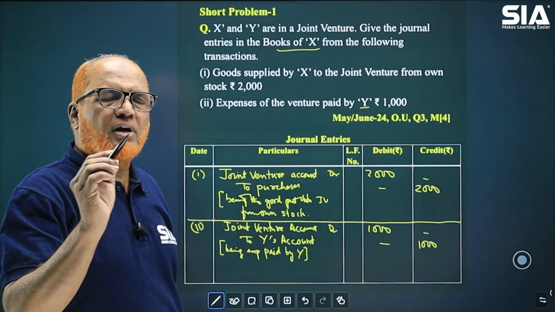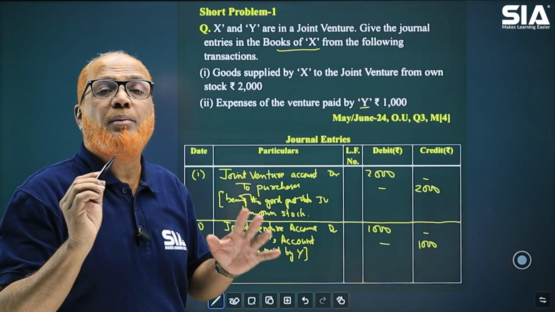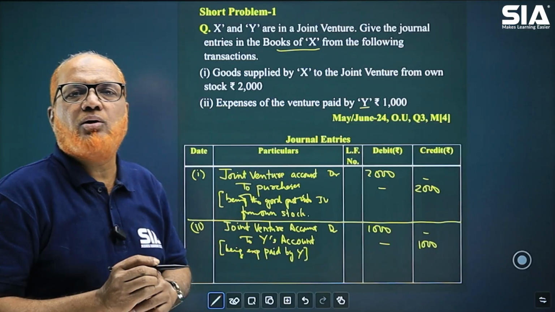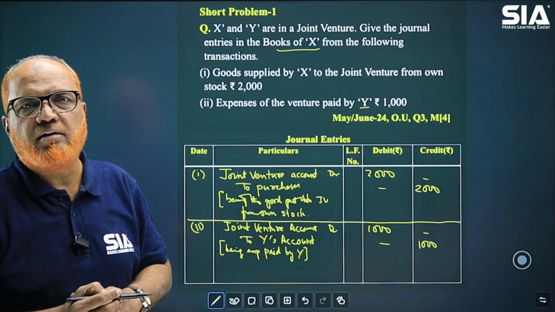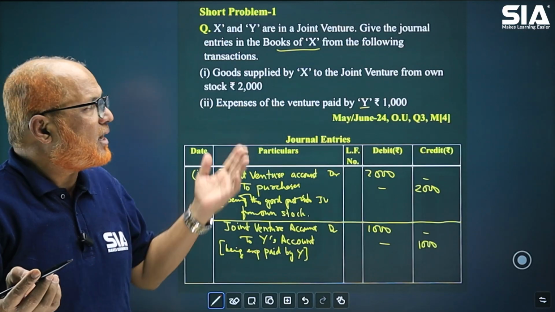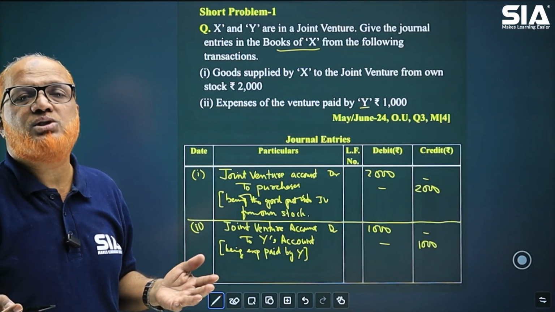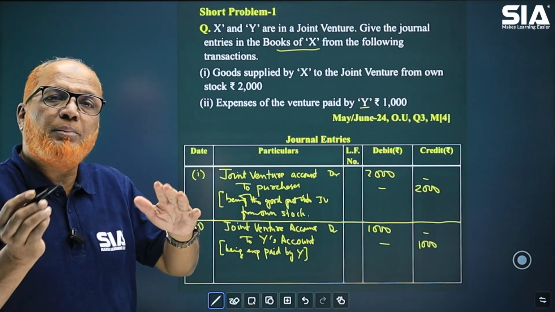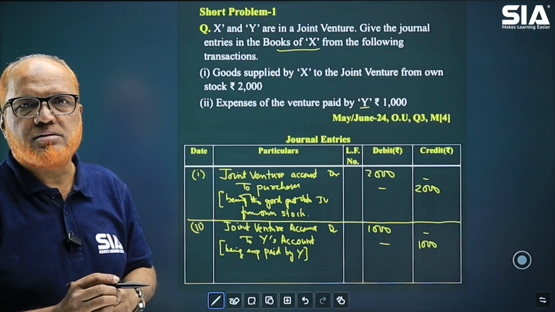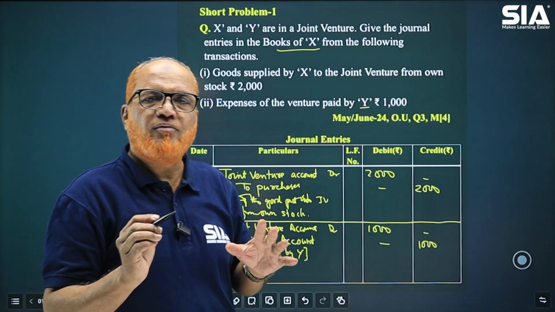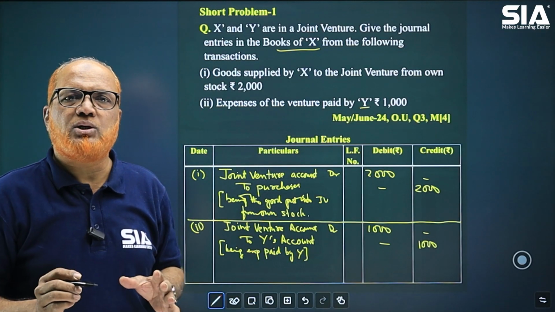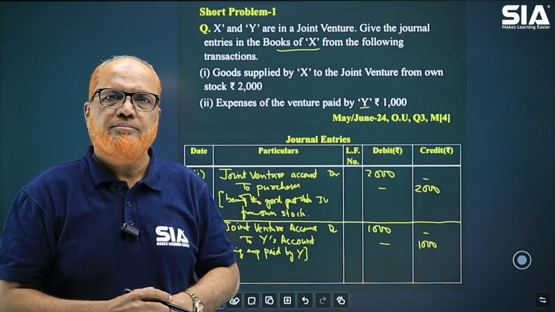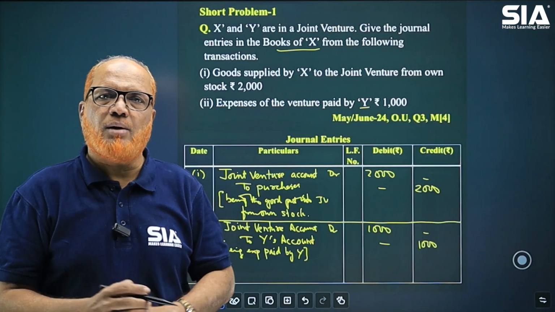So remember, whatever journal entries are there, you have to be perfect. Logically, you have to think what would be the entry. So this will carry 4 marks in examination. It's so simple. So my suggestion: before starting the problem, be perfect on the journal entries. So the first problem, a short problem on joint venture, we have completed. All the best on behalf of CR Publications.